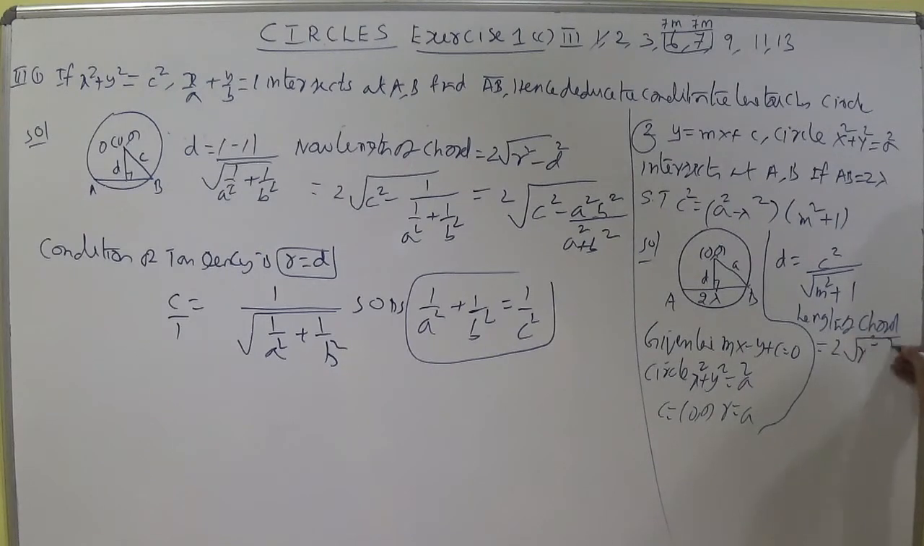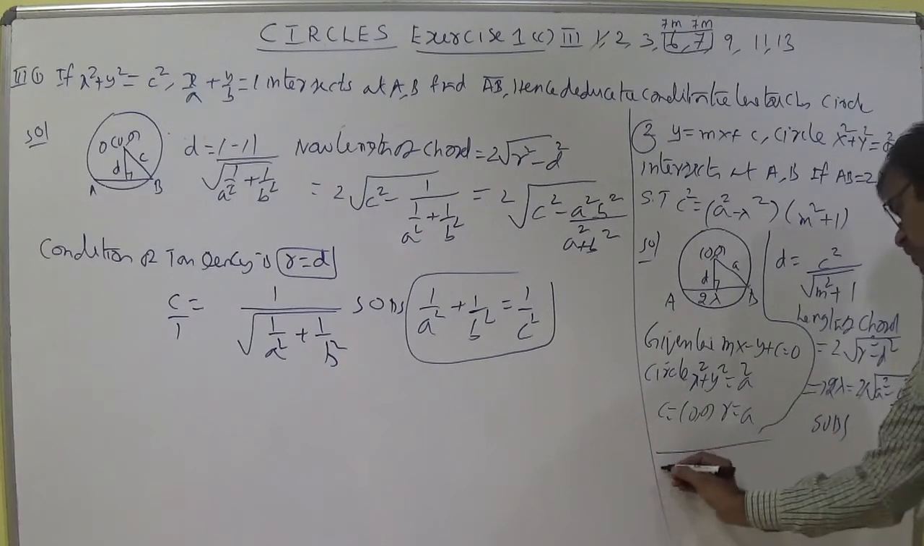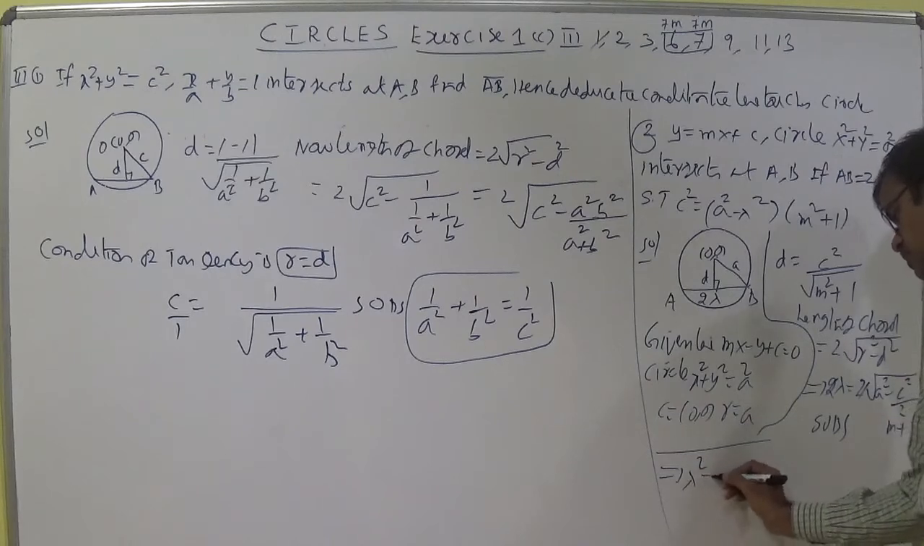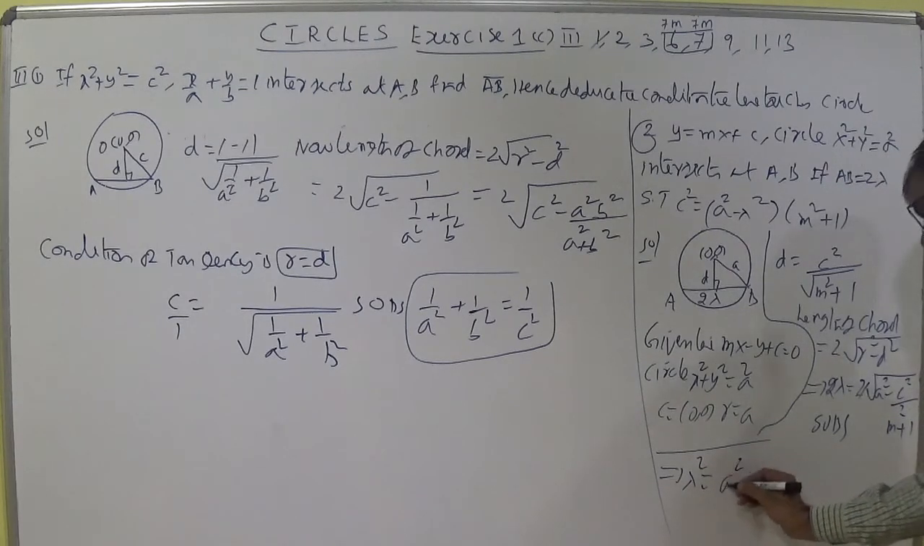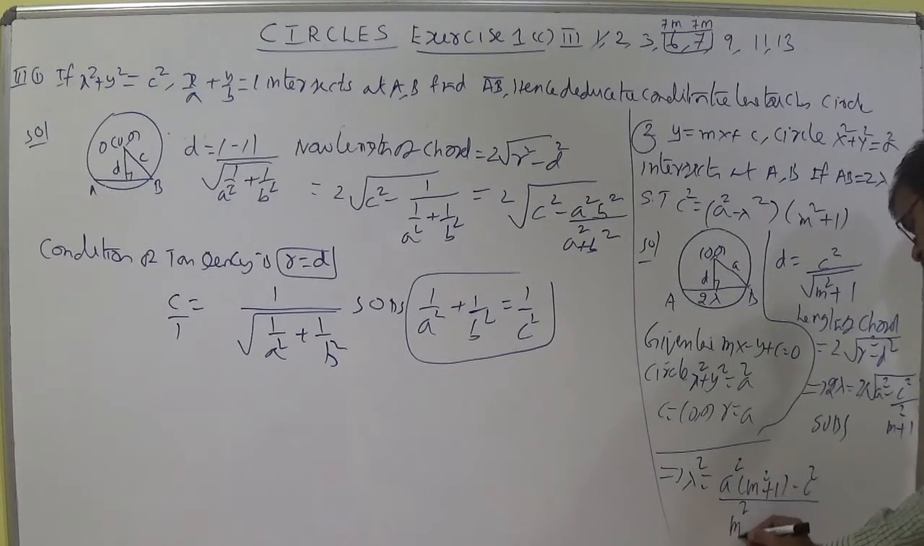Length of chord is 2 root r square minus d square. That implies he given the length of chord as 2 lambda. So 2 lambda is equal to 2 root r square, here a square minus c square by m square plus 1. The 2 got cancelled. Squaring both sides we can write lambda square is equal to a square into m square plus 1 minus c square, whole by m square plus 1.